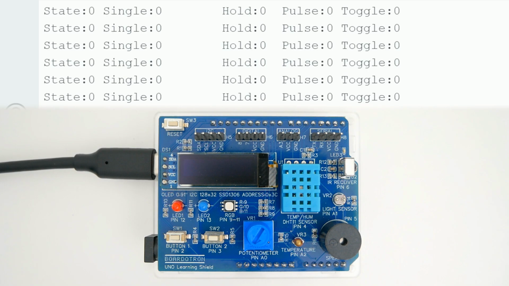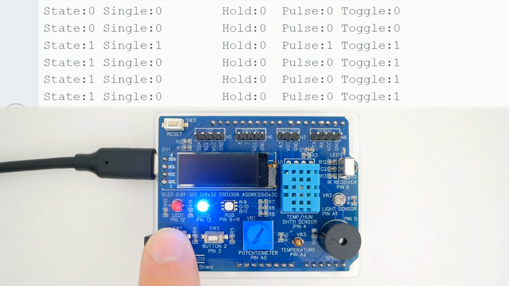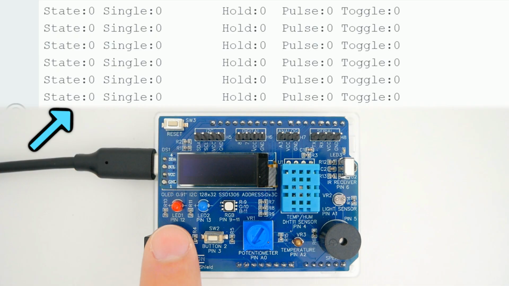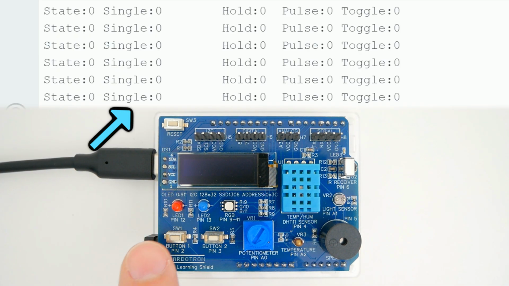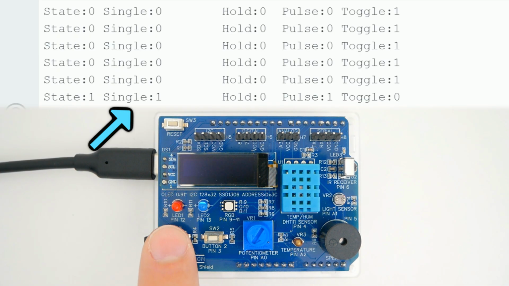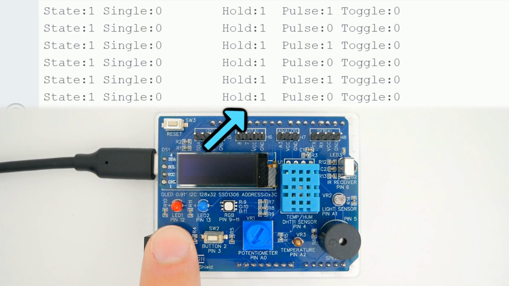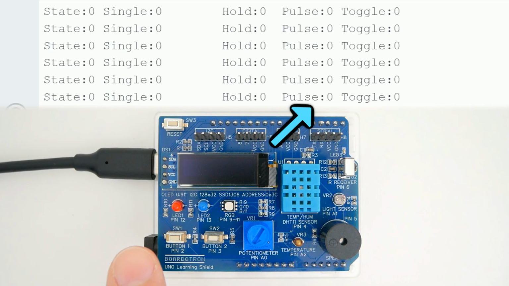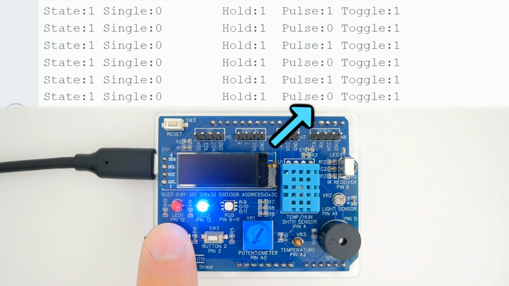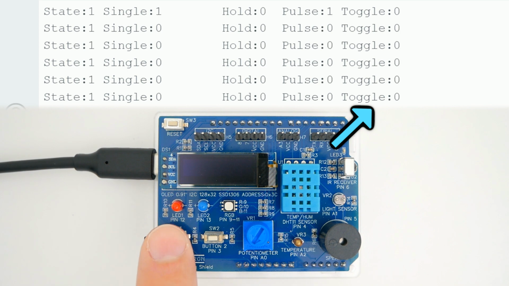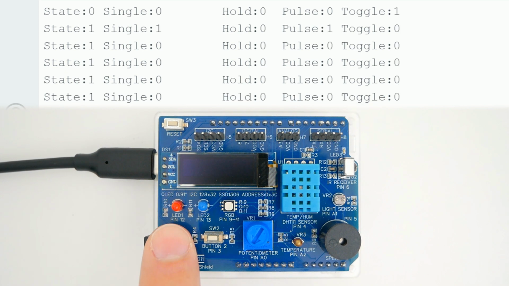In my example, I include several ways to use buttons. Signal while pressing the button. Single pulse per press. Get signal when we hold the button. Create repeated pulses after holding. And toggle the output with the press of the button.